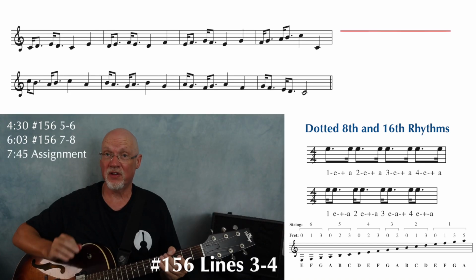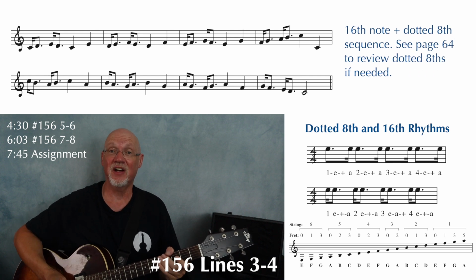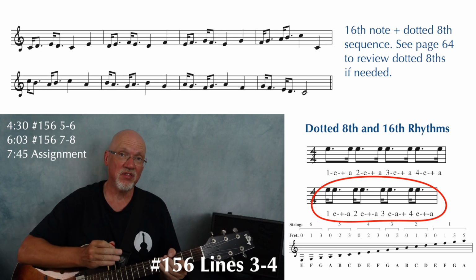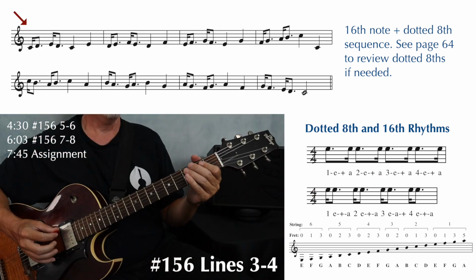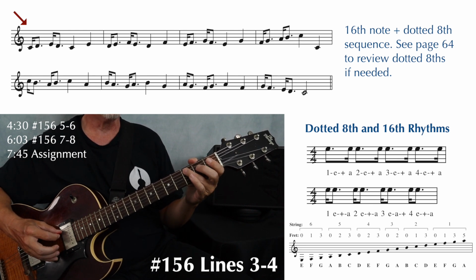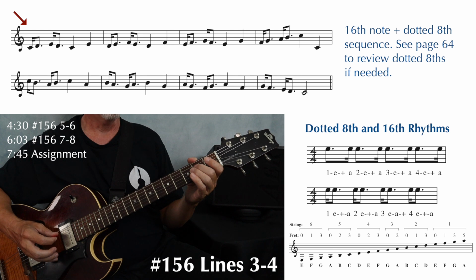Lines 3 and 4, the notes are the exact same as they are in lines 1 and 2. We're just reversing the rhythm. Now instead of dotted 8th followed by 16th, we have 16th followed by dotted 8th. So this will be counted 1E and a 2E and a 3, 4.